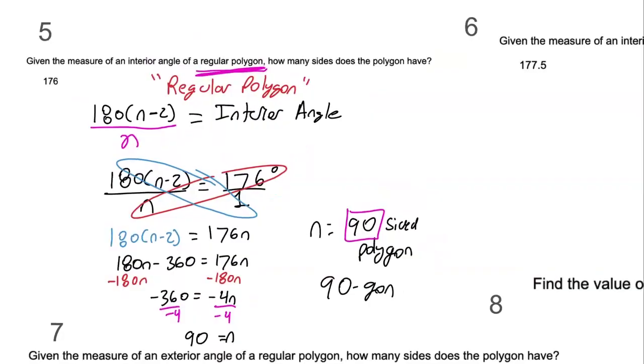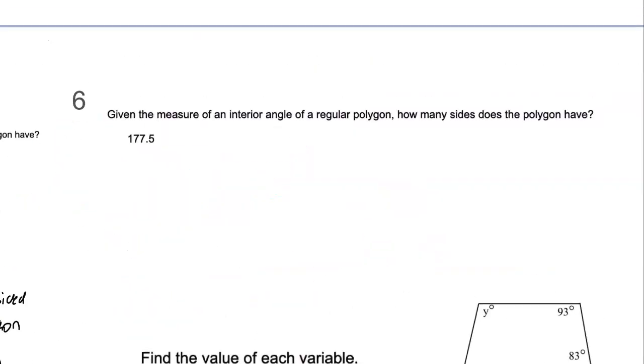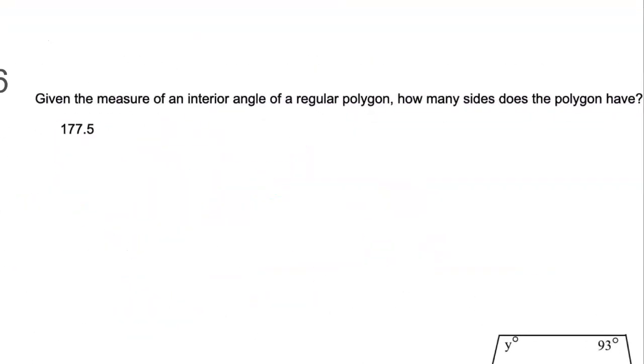All right, does everyone get number 5? Okay. Number 6, given the measure of the interior angle of a regular polygon, keyword regular, because it has to be regular, otherwise you can't use the formula. It tells us the interior angle is 177.5. How many sides does a polygon have?